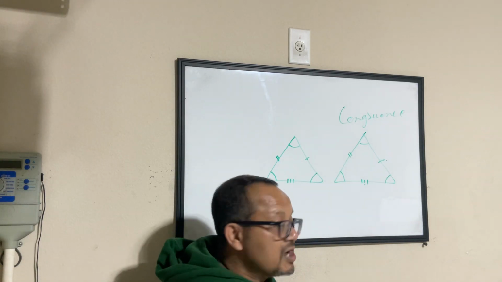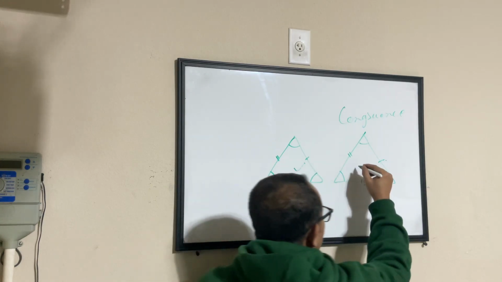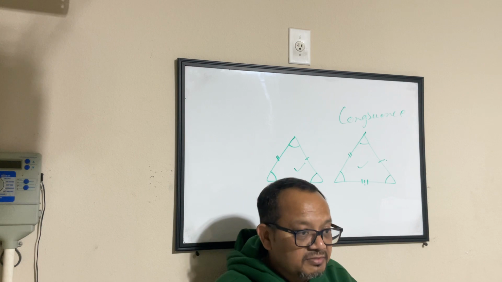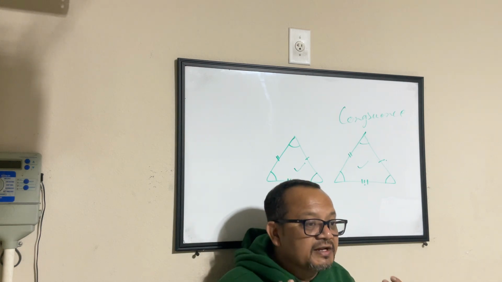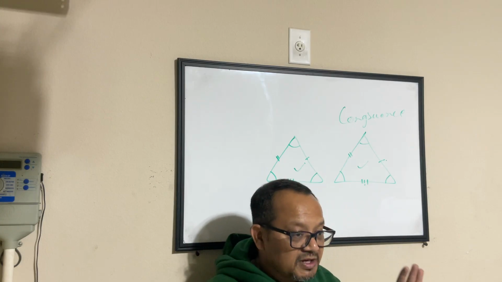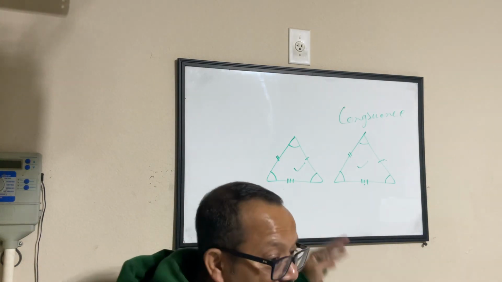And also, the area of this triangle and this triangle will be the same. They are identical. There is no way you can differentiate them. There is no way you can find even the tiniest difference between the two. Okay? Every property matches. Now, this is just the theory part of it.